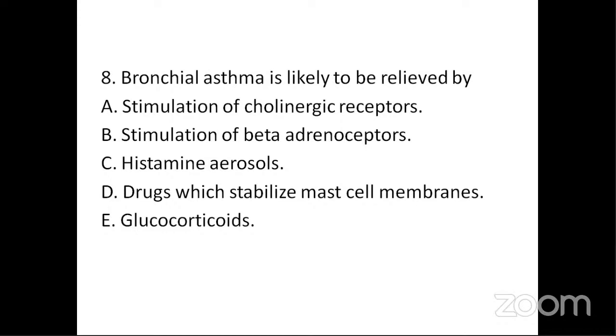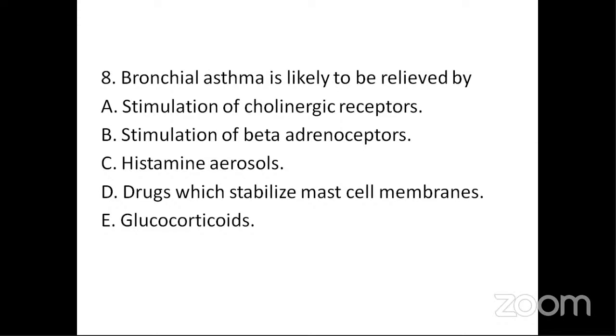First one, stimulation of cholinergic receptors. This is not true because this causes bronchoconstriction. Stimulation of cholinergic receptors causes bronchoconstriction. So bronchial asthma cannot be relieved.